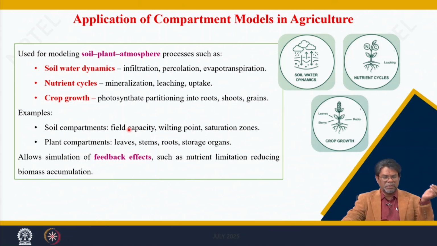You need to familiarize yourself with these, because these are the inputs that we use in crop models, the soil water holding capacity. You should have the information on this. Then plant compartments, we can say leaf weight, or the stems, or the roots weight, storage organs. So, these are the plant compartments. They allow simulation of feedback effects, such as nutrient limitation reducing the biomass accumulation. So, these are some of the processes which are represented by this compartment model symbol.